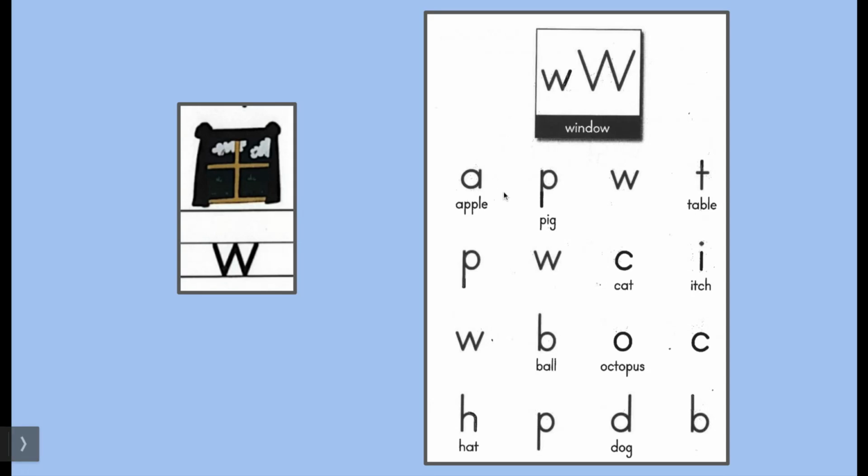Let's review those again. Ready? A, p, w, t, p, w, k, I, w, b, a, k, h, p, d, b. Now I will point to a letter and you say the sound that it represents. Ready?